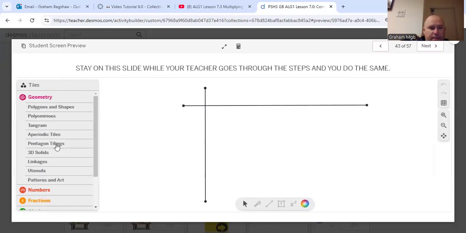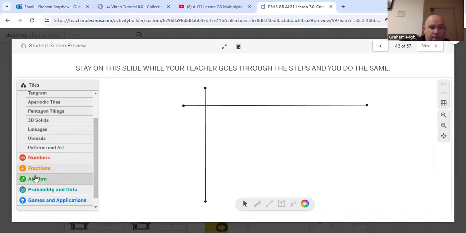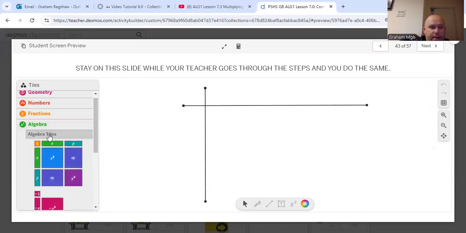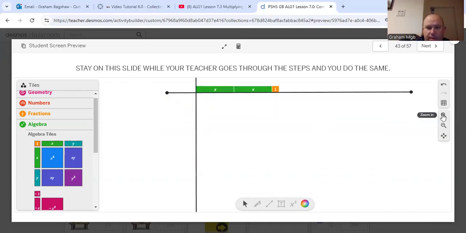Let me just go back to the slide here so you can see how this is actually done. It's been a while since I've done this. I'm hoping I can remember. Here we go. So I click on algebra, click on algebra tiles, and then I can just drag whatever I need. So there's an x, there's another x, and there's a 1. And I can probably zoom in so it's a little easier to see as well. There we go.